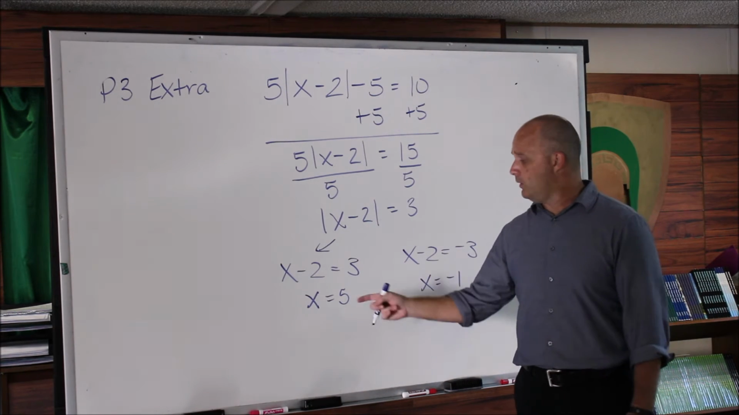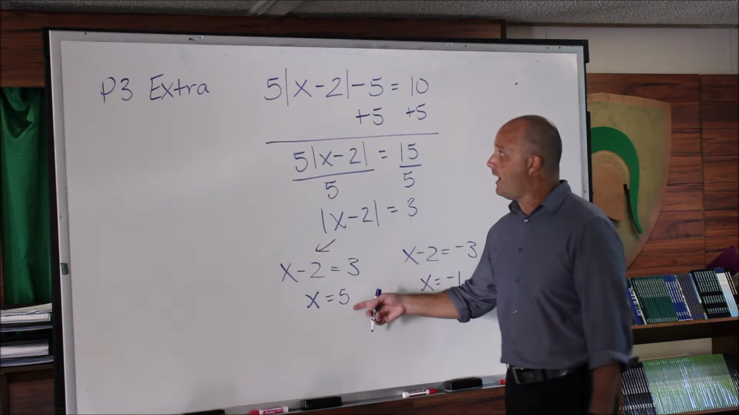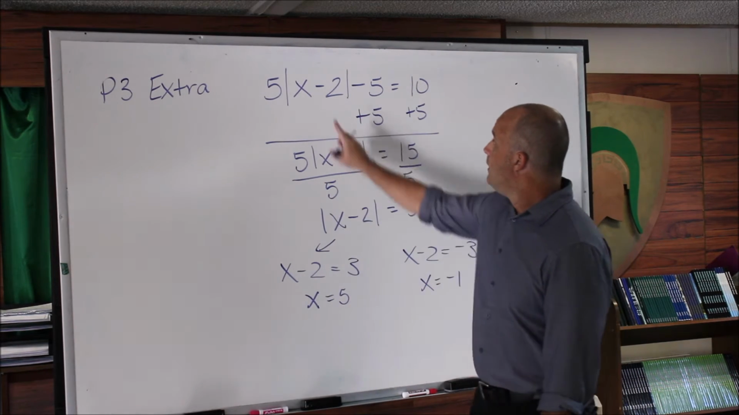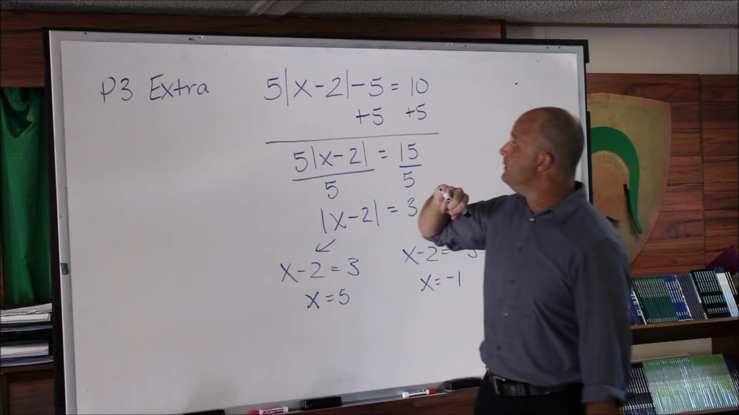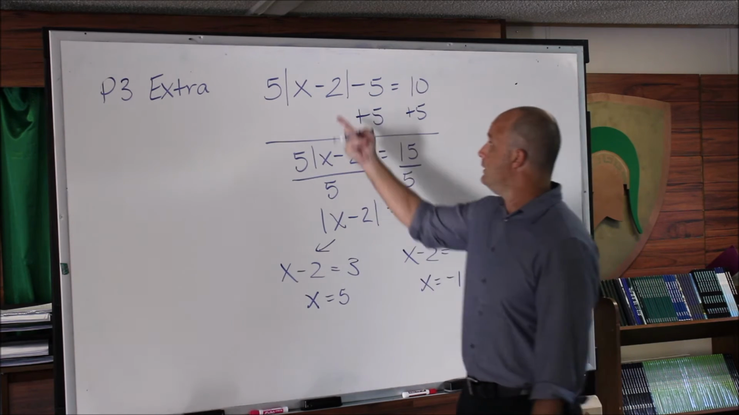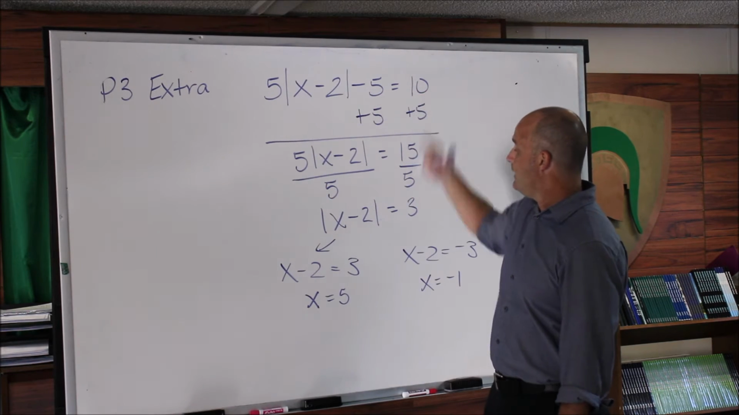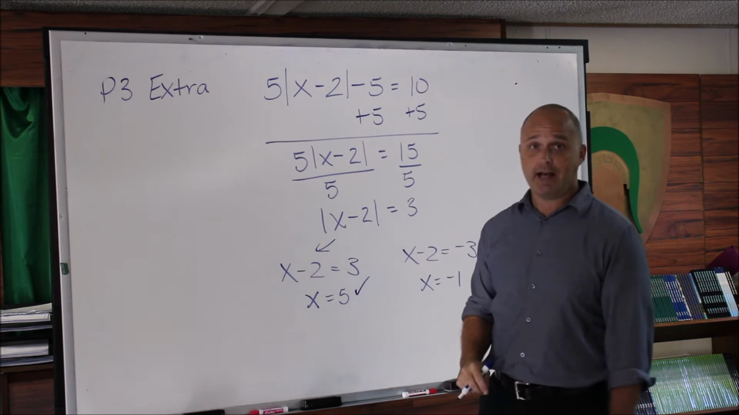Before we move on, we want to check this. So take your 5 back up here and work this through with order of operations. So 5 minus 2 is 3. The absolute value of 3 is 3. 3 times 5 is 15. Minus this 5 is 10. So this answer checks out.